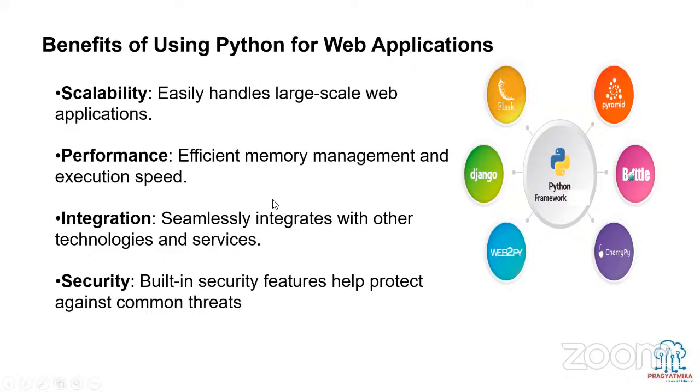Now let's move on to the next slide. Benefits of using Python for web applications. If you're building large scale web applications, it provides scalability. Whether it is a large scale or small scale web application, we use Python. It also has efficient memory management and execution speed. The execution speed of Python is very high, so its performance is also good. We can integrate with other technologies and services. And it has built-in security features that help protect against common web vulnerabilities. So these are the benefits of using Python for web applications.